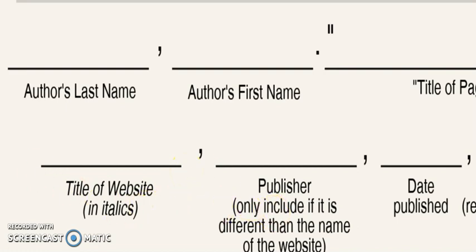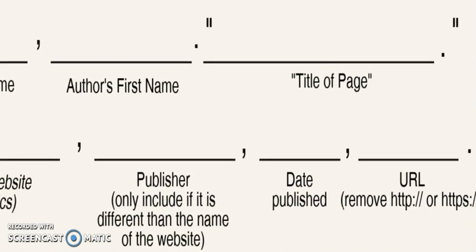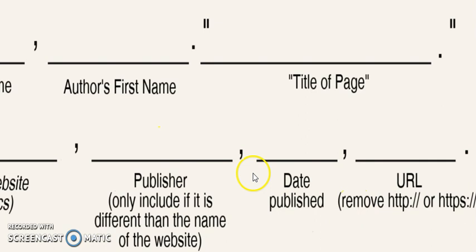Then if the name of the publisher is different from that of the title of the website, give the name of the publisher too. When you're documenting websites, you must see to it that these two parts are definitely there. That is, your date published. When was this posted? So the date published and the website, that is the URL. You must not use HTTP or HTTPS here. Just begin with www, whatever. You have to just begin it like that.